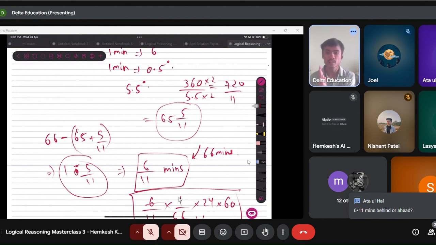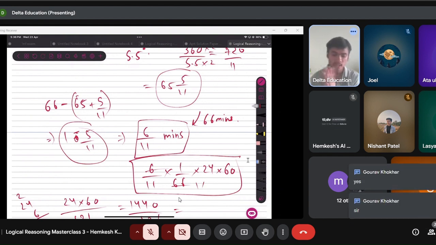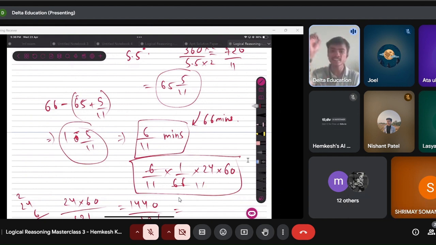Because originally, is the clock behind or is the clock ahead? It is slower, so it is behind. The clock is behind. So it is slower by 6 by 11 minutes, like 66 minus 65 5 by 11. Correct, Gaurav? Any doubt still here? Yes. So the clock is slower by 6 by 11 minutes, but here it was in a whole 66 minutes. Means in 66 minutes, the clock is slower by 6 by 11 minutes.